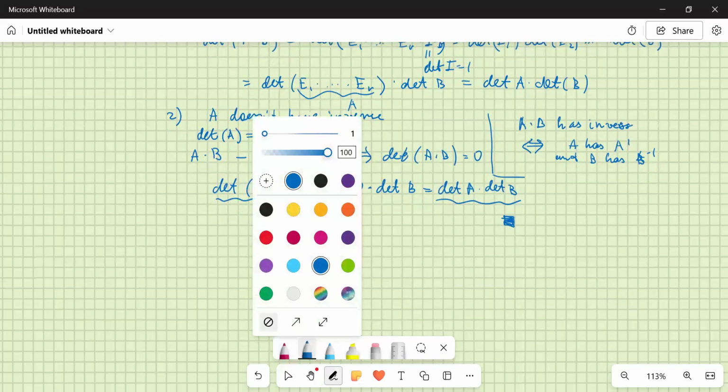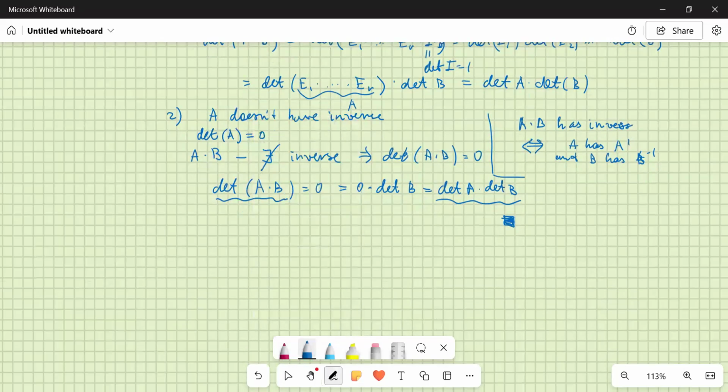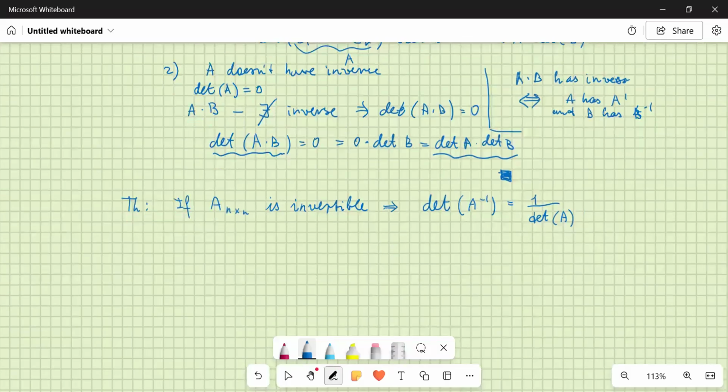Let's do our next theorem, and that's going to be a theorem about inverses. Theorem: if matrix A, a square n by n matrix, is invertible, meaning it has an inverse, then the determinant of that inverse is equal to 1 over the determinant of the original matrix. How am I going to prove it?